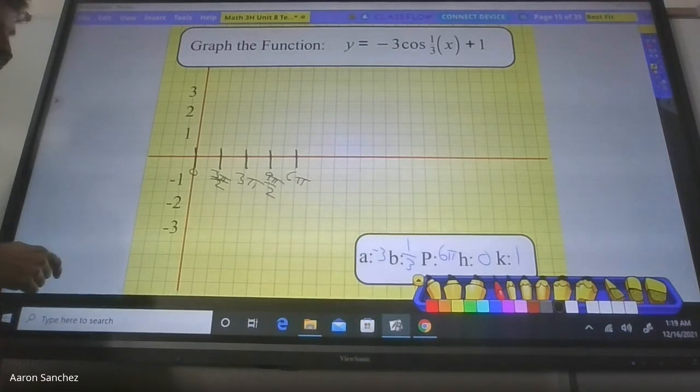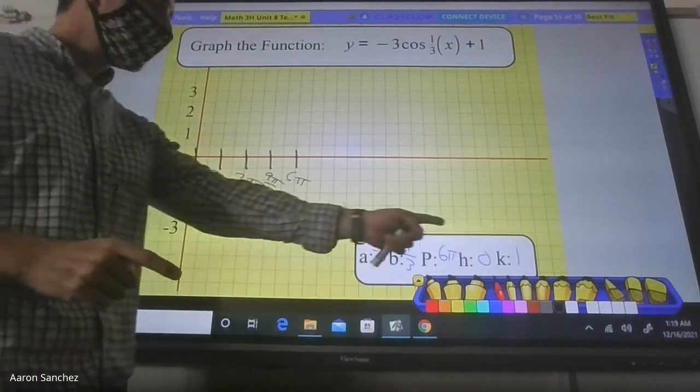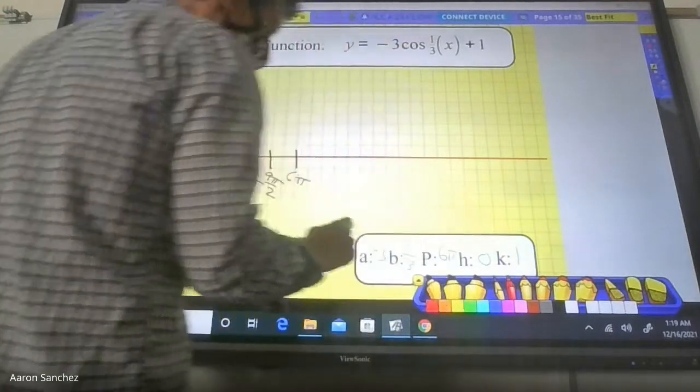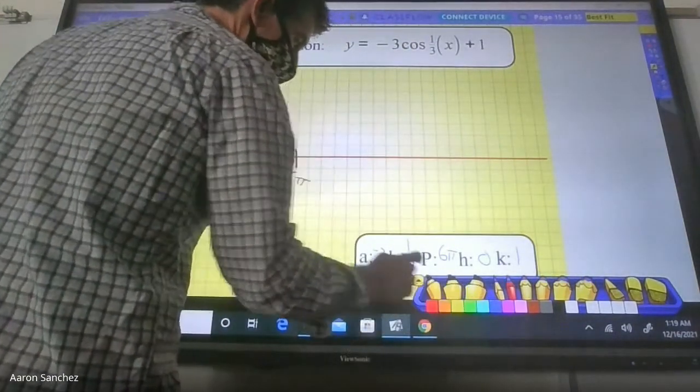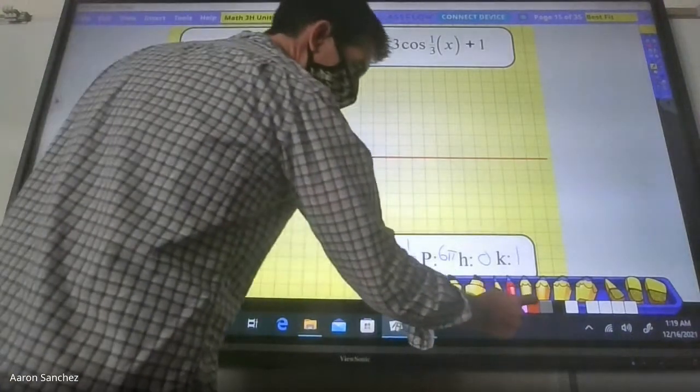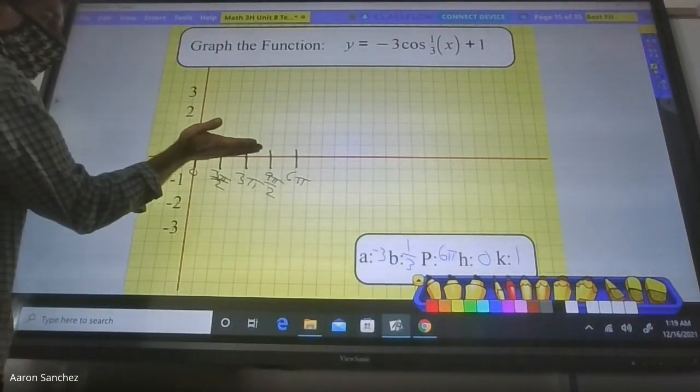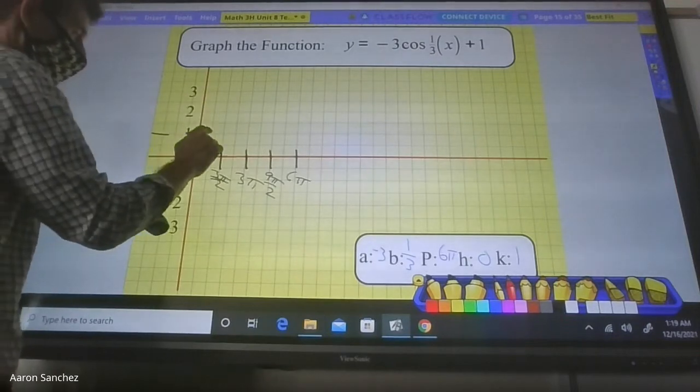All right. So the other thing is the K. What does the K tell us? That we're going to go up. I'm going to do brown, it's my favorite color. So that means we shift the midline up 1. So let's do a little midline here.